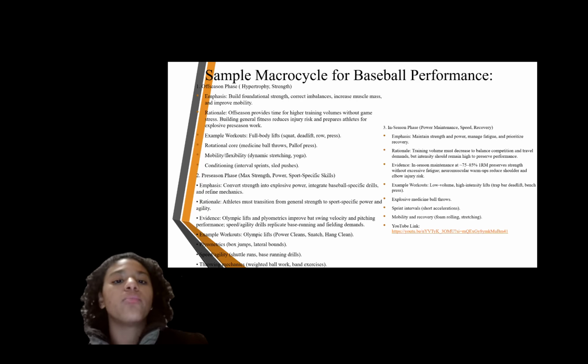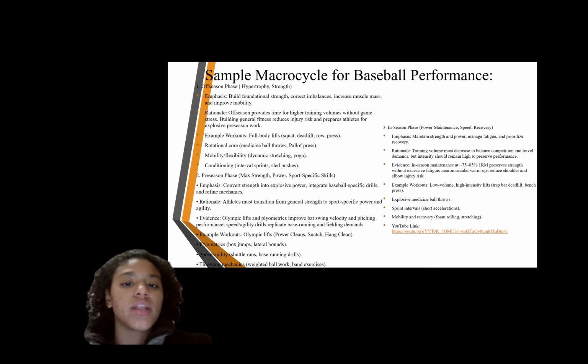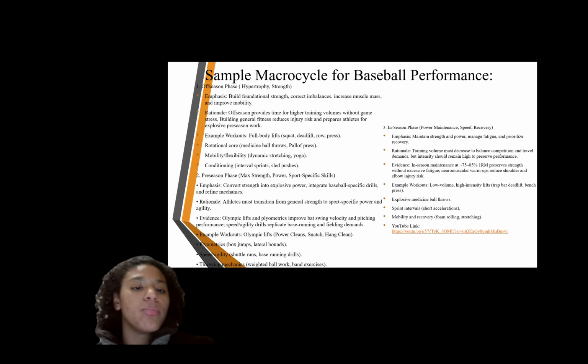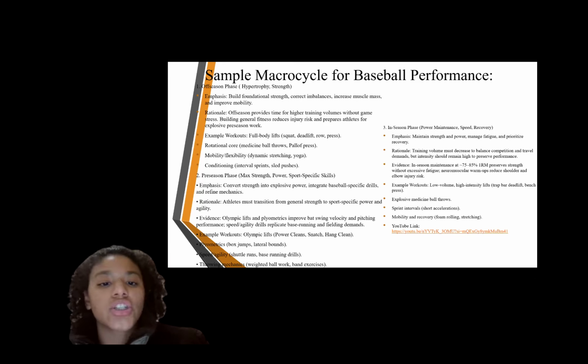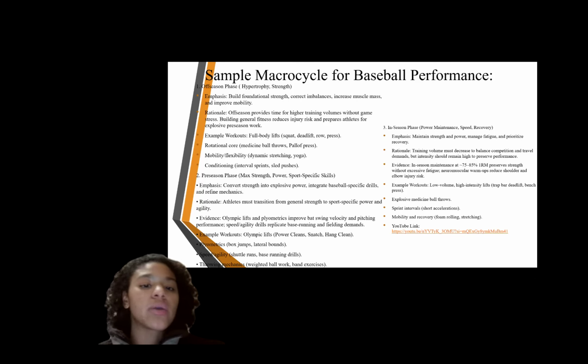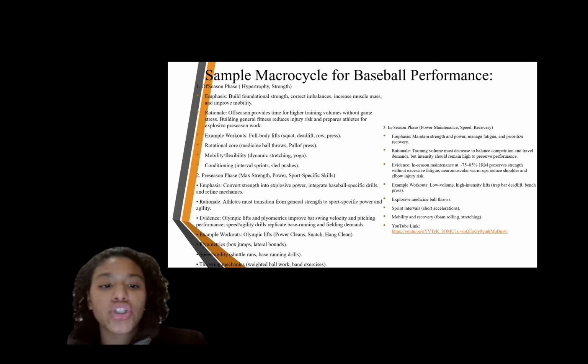Example workouts can be full body lifts like squats, deadlifts, rows, and presses. Rotational core can be medicine ball throws or Pallof press. Mobility and flexibility can be dynamic stretching or yoga. Conditioning would be interval sprints or sled pushes.